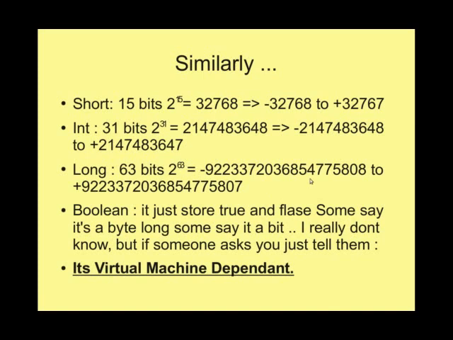What about Boolean? It just stores true and false. All it has to store is whether a value is true or whether it's a false value. Some say it's a byte long, some others say it's a bit long. I really don't know, but if someone asks you, just tell them that it's virtual machine dependent. And what that means is that depending on what virtual machine you're running, whether you're running on a Windows machine or a Linux machine, whether you're using 32 bits or 64 bits, it just depends on the virtual machine type and what it has implemented, whether it has implemented it as a bit or as a byte.